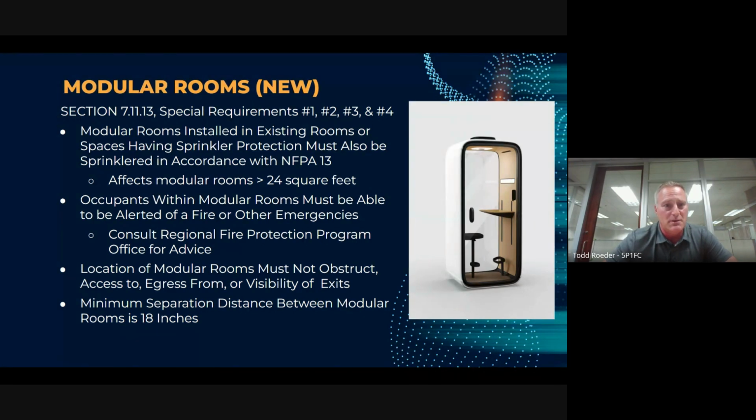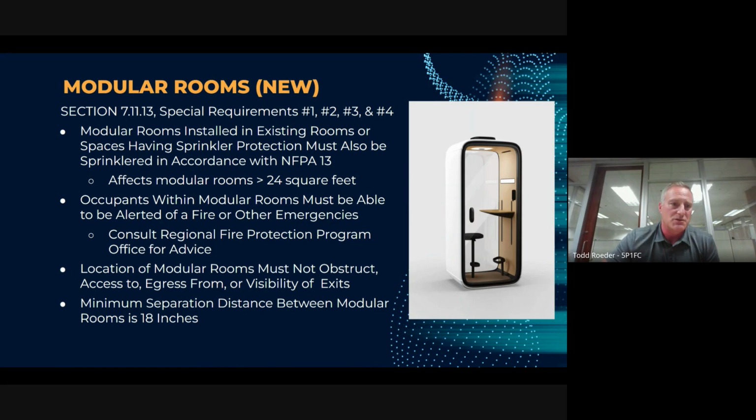As it relates to the special requirements associated with the modular rooms, sprinkler protection is now required when the modular rooms are greater than 24 square feet and installed in an existing sprinkler area within the building. Again, this affects modular spaces greater than 24 feet. If they're less than 24 feet, they are technically not required to have a sprinkler installed within them. So this is in those situations when the pod is greater than 24.